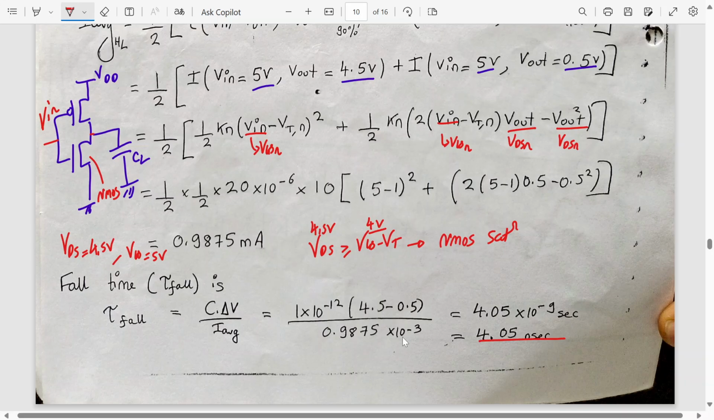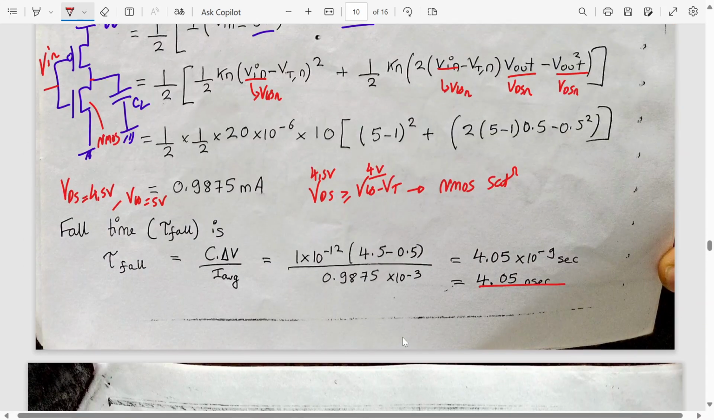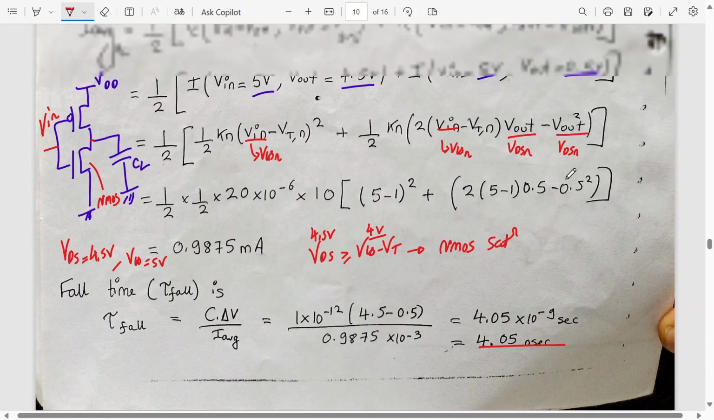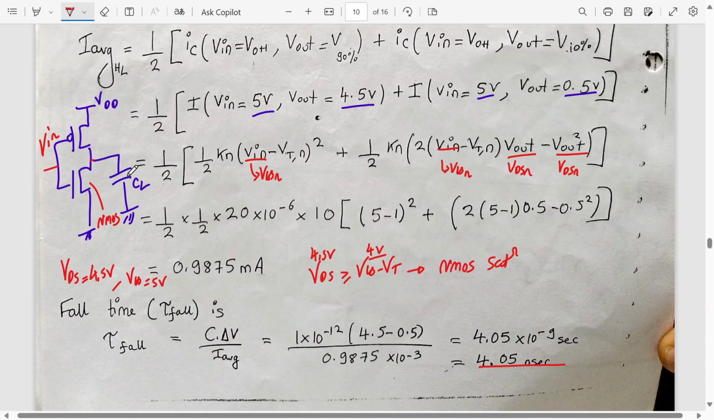Okay, I think the fall time means when the output is going from the 90% value to the 10% value. Alright, so in that case my NMOS transistor is active. So that means my capacitor is discharging.